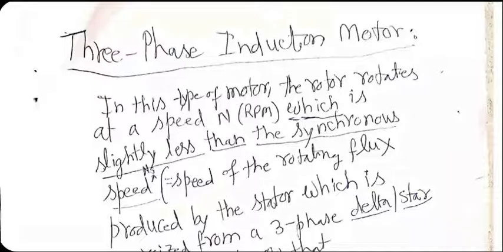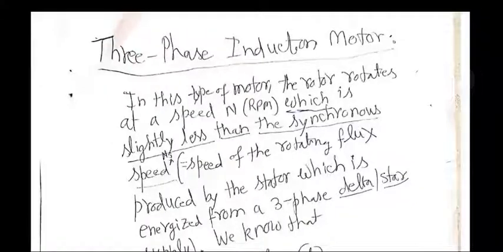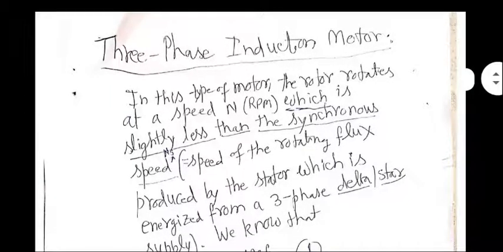Let's stick to three-phase induction motors for now. We know that the three-phase winding on the stator, whether it's delta connected or star connected, produces a rotating flux in the inner portion of the stator. The speed of that flux is known as synchronous speed, and I'm denoting it by capital N with a suffix S.